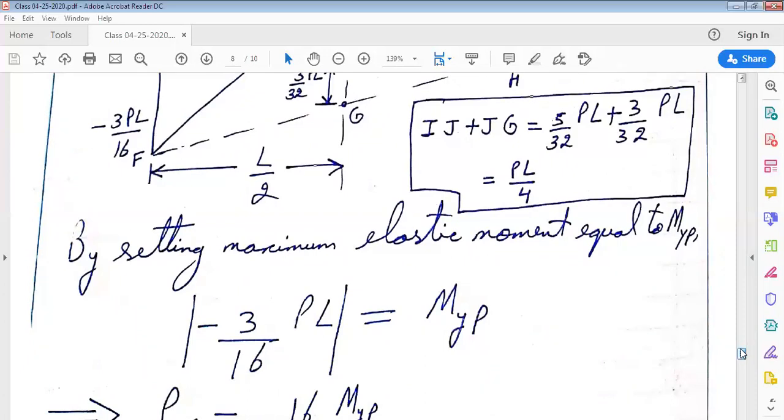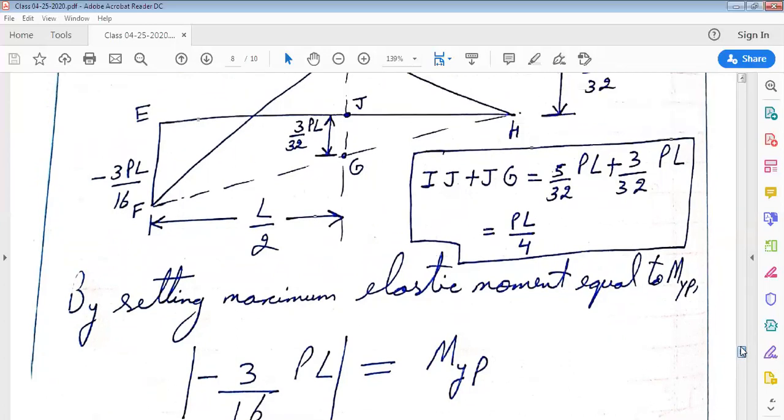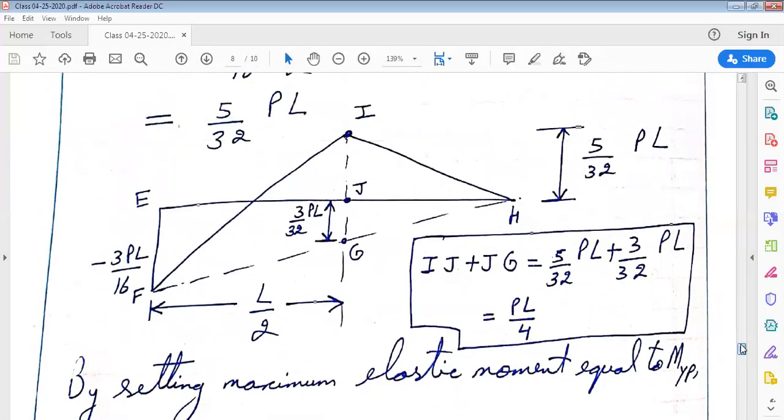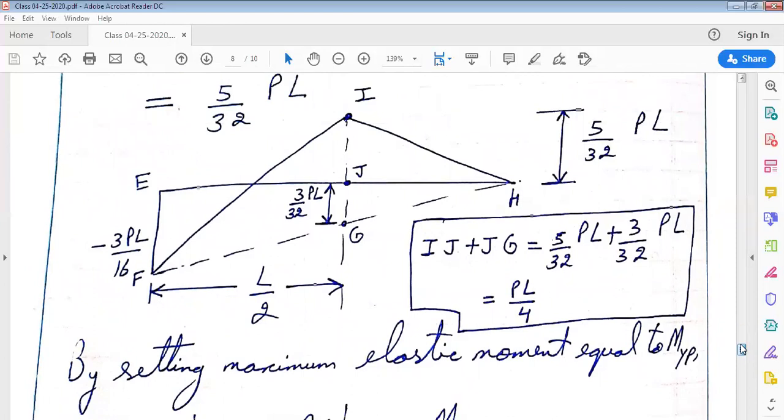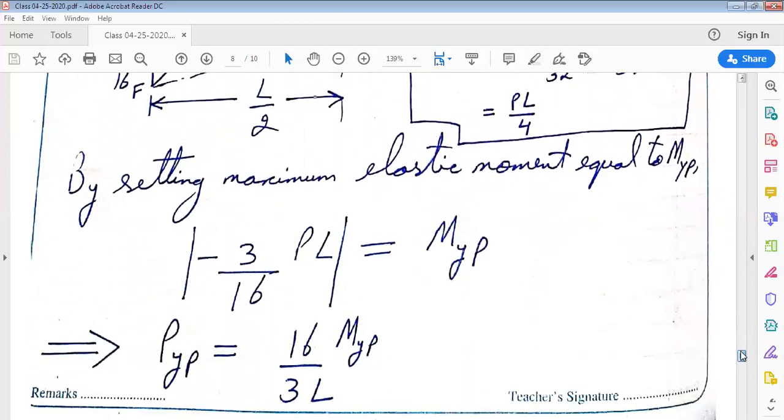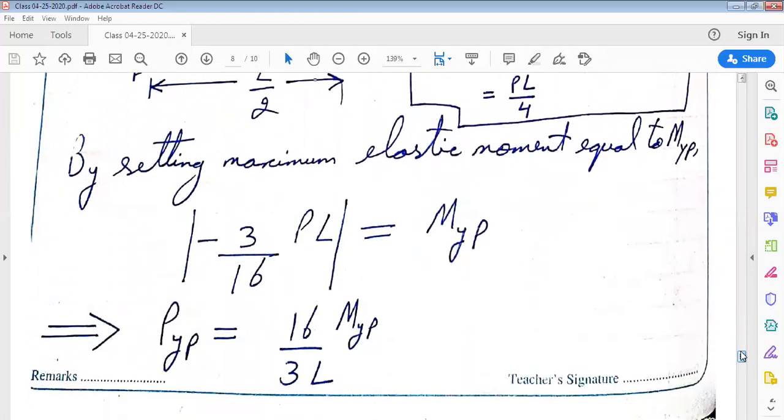Now we can set the elastic moment equal to MYP, the maximum elastic moment. The maximum elastic moment in this particular bending moment diagram we can see is at the left end, which is 3PL by 16. So we get the elastic load, maximum elastic load, or the yield point load as 16 MYP by 3L.